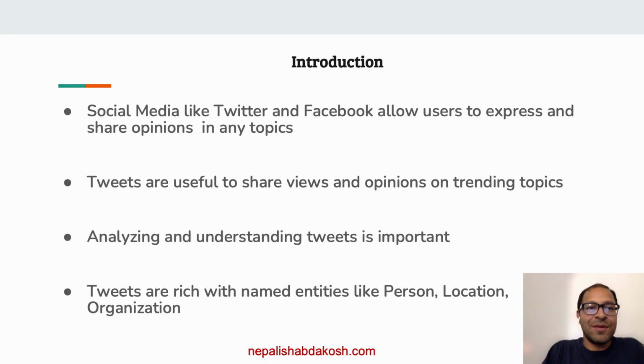First, introduction. Social media like Twitter and Facebook are very important in our modern day society because they allow users to express and share opinions on any topic like sports, movies, politics, government, policies, and so on, or any events like earthquakes. Those have been very effective in sharing knowledge or opinions on any topic.